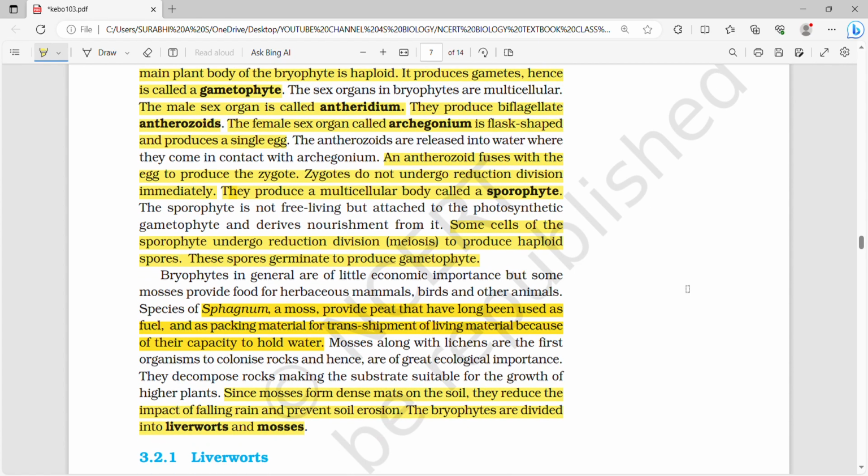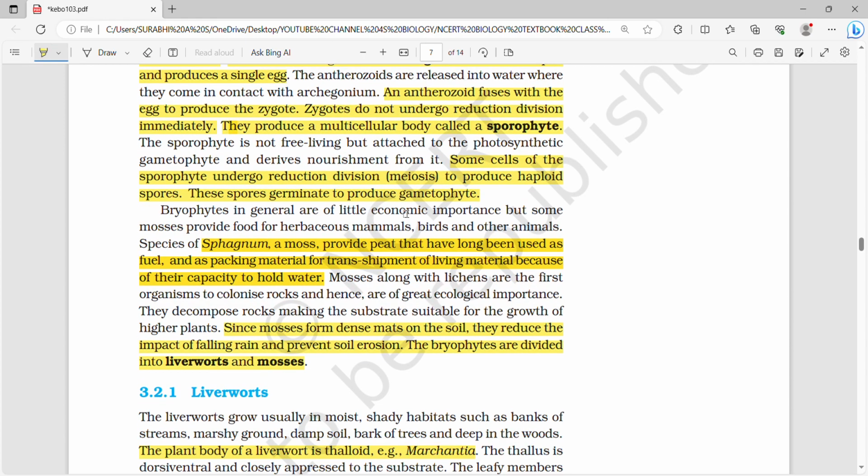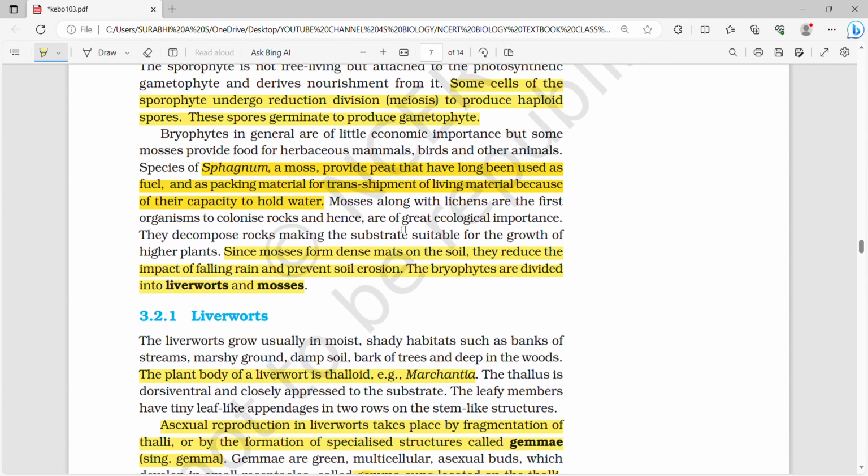An antherozoid fuses with the egg to produce the zygote, and this zygote does not undergo reduction division immediately. It produces a sporophyte, that is a multicellular body. Some cells of this sporophyte undergo reduction division to produce haploid spores. These spores germinate to produce the gametophyte again. So first it is a sporophyte, then that undergoes reduction division, that is meiosis, to produce haploid spores, and these spores will become again a gametophyte.